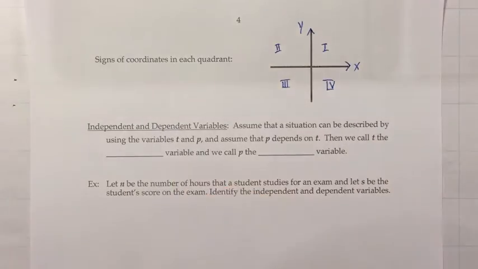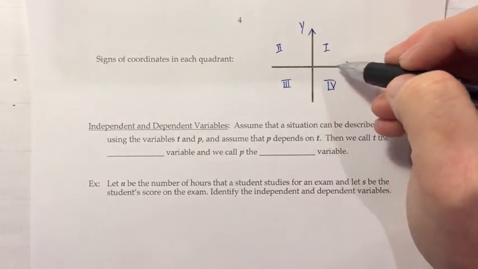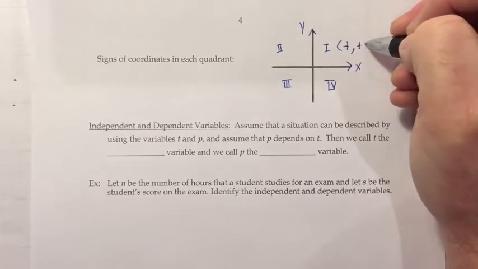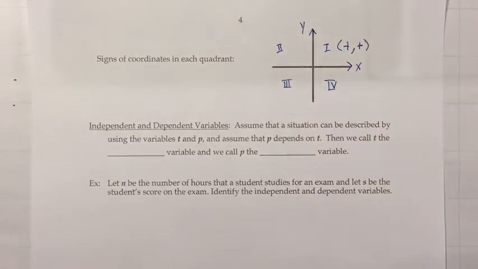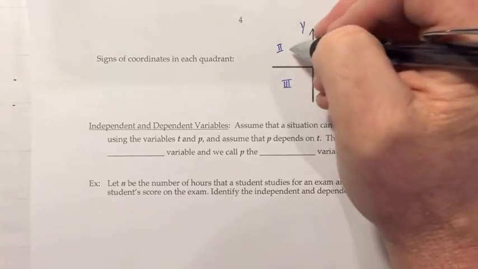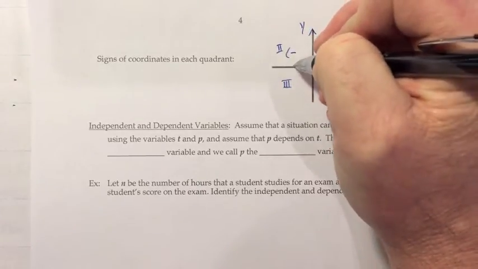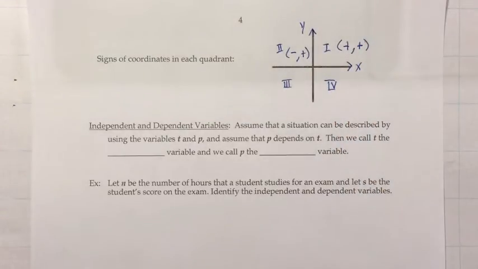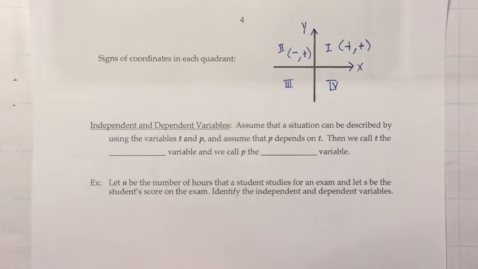And what they want us to think about here is what are the signs of the coordinates in each of those quadrants. So if you're in quadrant 1, then you have moved right and up. And right is a positive direction and up is a positive direction. So when you're in quadrant 1, it should always be the case that both your x and y coordinates are positive. If you're in quadrant 2, you've moved left, which means your first coordinate is negative, and then you go up, which means the second one is positive. So every point in quadrant 2 should have a negative first coordinate and a positive second coordinate.